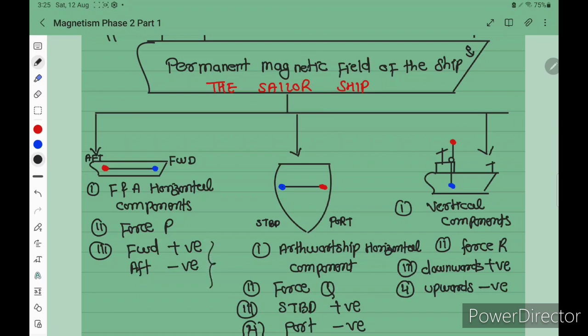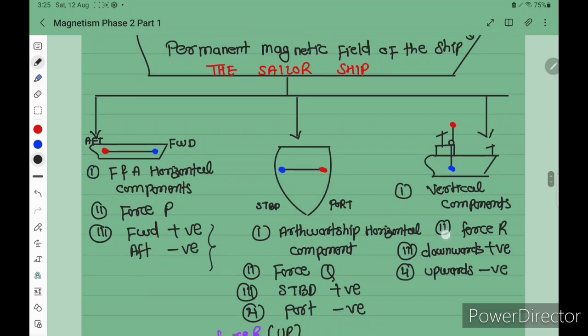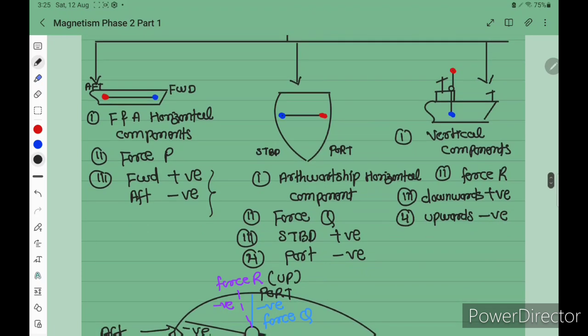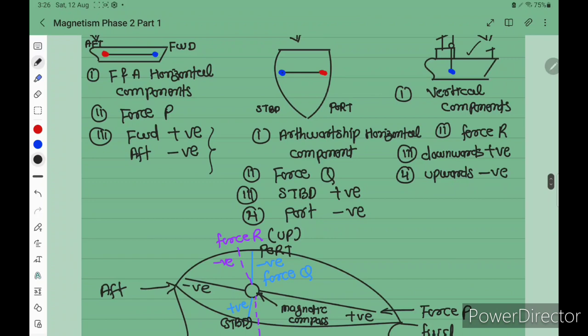So you can remember this too by this example. Normally, the forward side is positive for force P, and the aft side is negative, whereas force Q, that is the athwartship horizontal component, acts on the starboard and port. Starboard side, green light, means positive, red light means negative. And the vertical component force R, you can see in the diagram, the downside is positive and the upward is negative. So you will remember this concept, which side is positive.